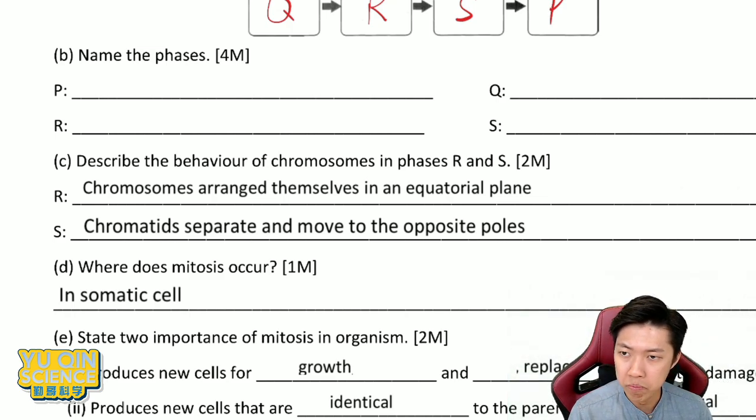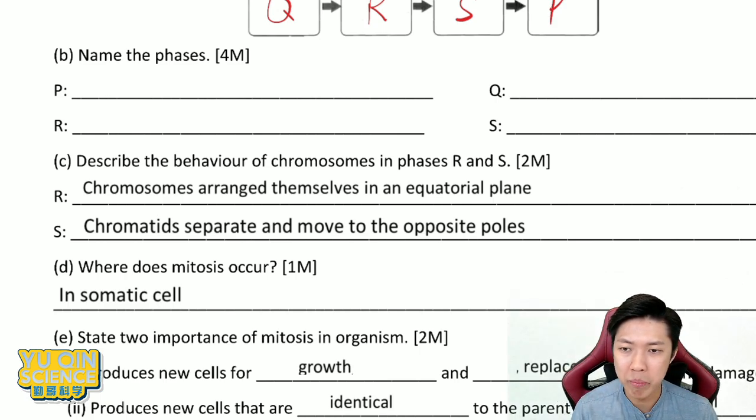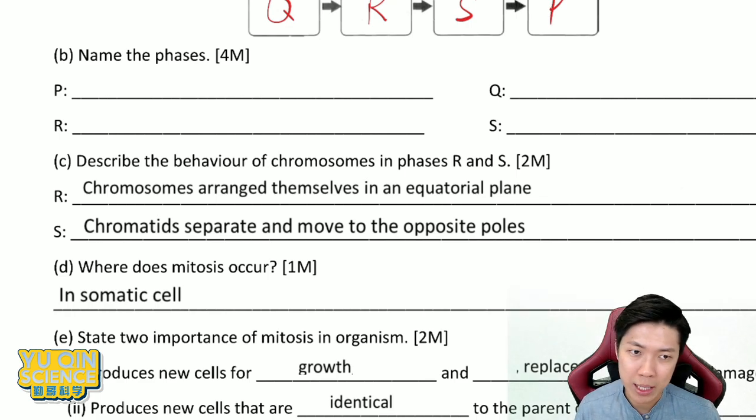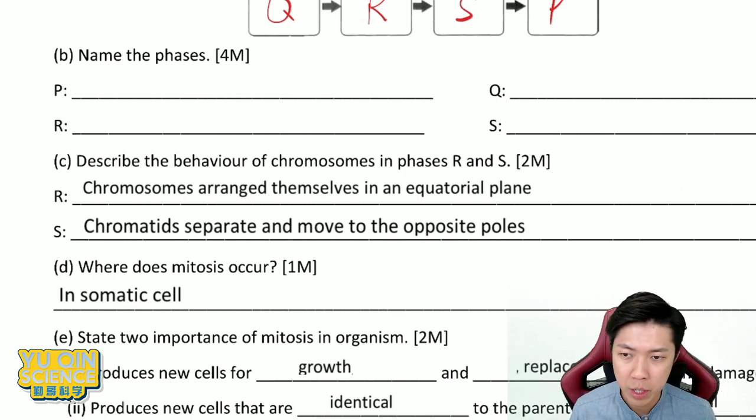Right. D. Where does mitosis occur? So mitosis happens basically everywhere in your body, from your head to your toe. Every part requires mitosis to grow, to produce more cells and to replace cells. So how do we say every part in your body? That's called somatic cells. Somatic means every kind of cell in your body except for the sex cells, except for gametes, except for sperm and ovum. So somatic means every type of cell in your body.